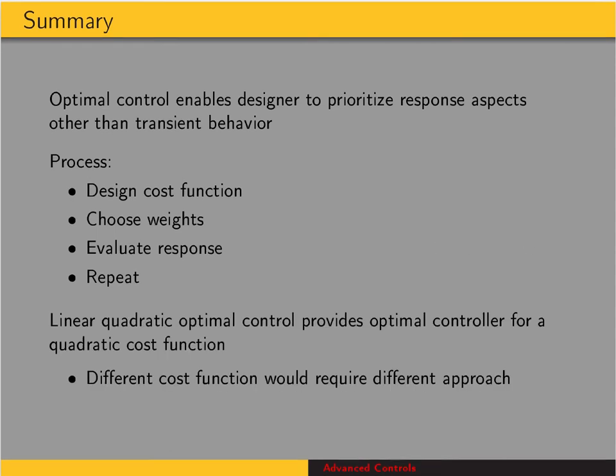Now, it must be said that linear quadratic optimal control provides an optimal controller for a quadratic cost function. All the examples for the performance criterion or the cost function that we looked at in this video were quadratic. If we had a different cost function that is not a quadratic one, then it would require a different approach for designing a controller.